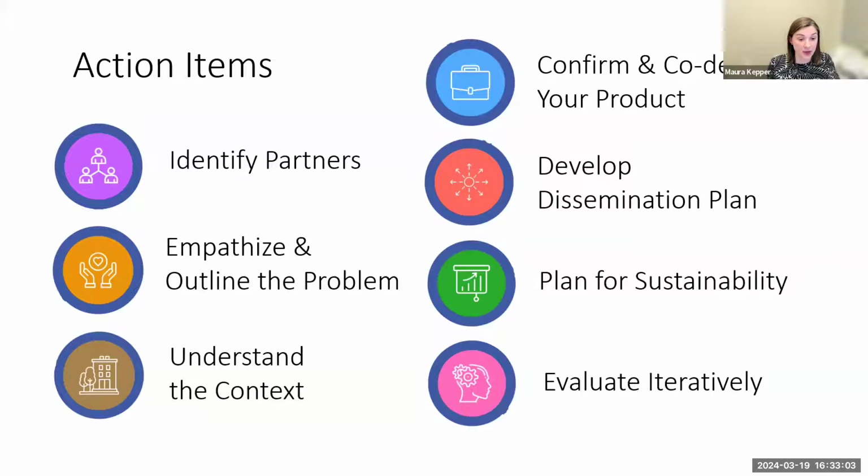Third, you're understanding the context. So we walk you through an activity to think through the context in which you will use your product. Then we're thinking about confirming and co-designing your product, selecting co-design methods to develop your product. You go through an activity developing a dissemination plan and a sustainability plan, and then we have an evaluation component.